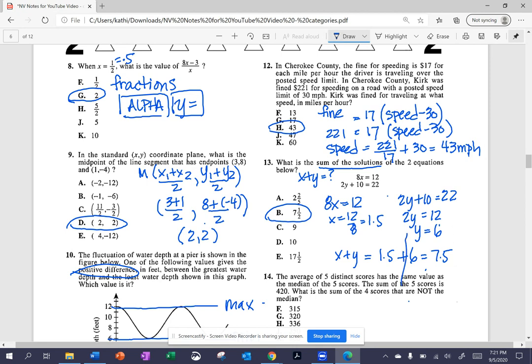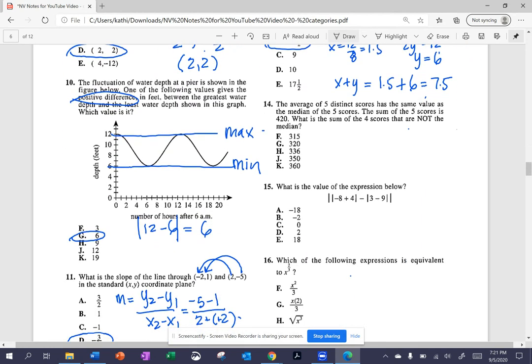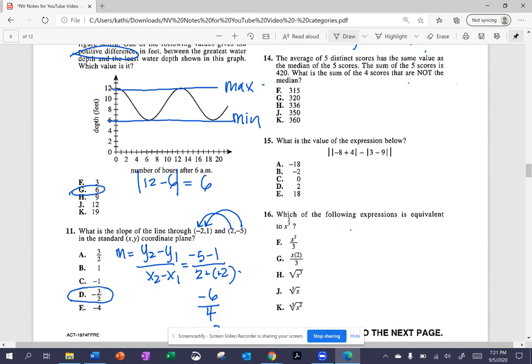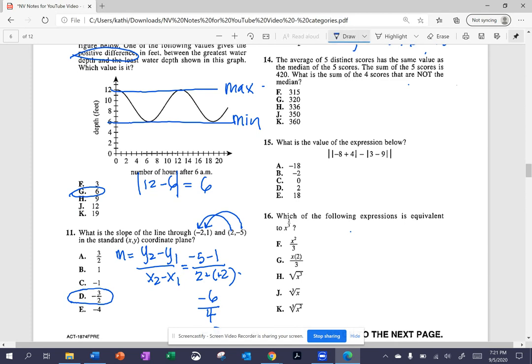14. The average of 5 distinct scores has the same value as the median of the 5 scores. The sum of the 5 scores is 420. What is the sum of the scores that are not the median?